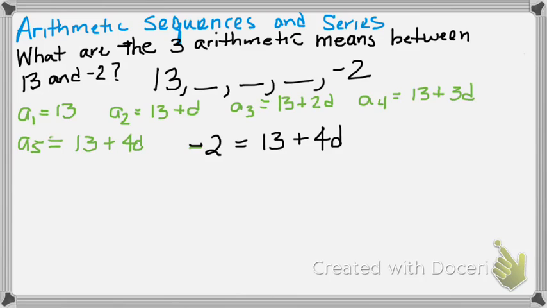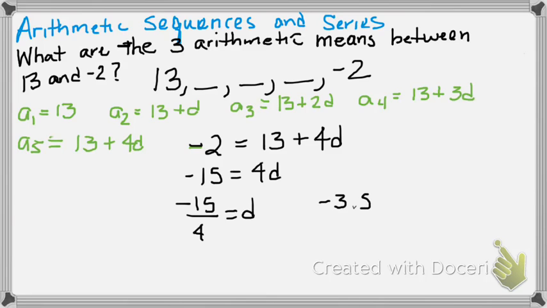So now we're solving for d. We're going to subtract 13 on both sides. We have -15 equals 4d. And then we divide by 4 on both sides. So then we have -15 divided by 4, which is equal to d. And if we put that into our calculator, that would be -3.75, which will be our common difference.